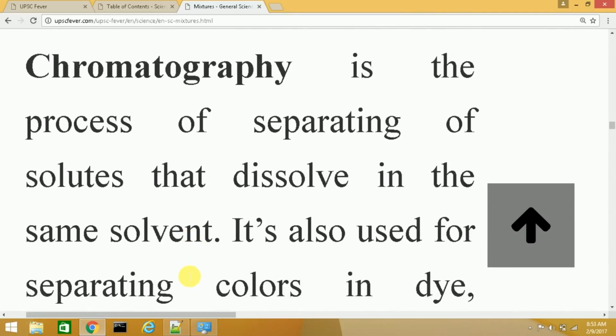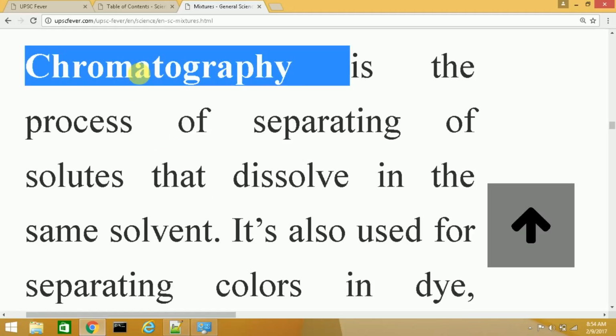Moving ahead, suppose you want to separate multiple solutes that dissolve in the same solvent, like dyes or pigments from natural colors or multiple drugs that have been dissolved in blood. There is a process called chromatography which can do the task. This is especially useful if you are trying to remove various solutes that have been dissolved in a single solvent.